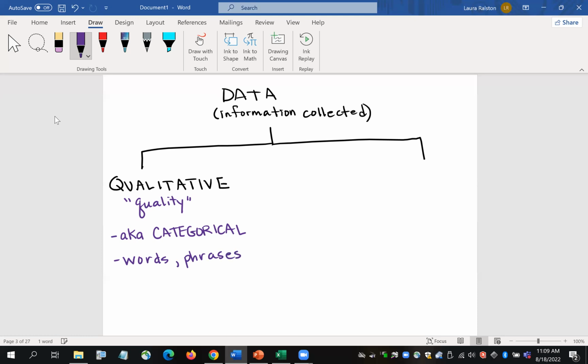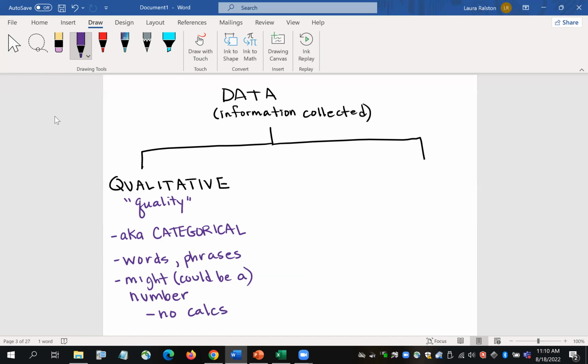So again, that's going to be things like eye color, political affiliation, gender, religious affiliation, ethnicity. It's going to typically be words or phrases. What's challenging to students is that it might or could be a number, but it's a number with which we would do no calculations.